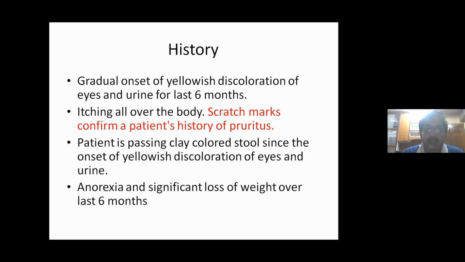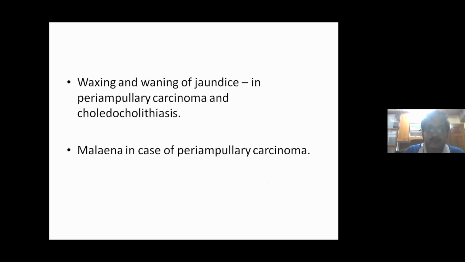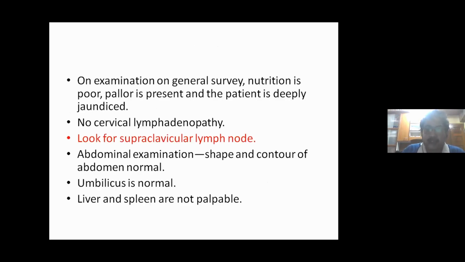The patient is passing clay colored stools since the onset of yellowish discoloration of eyes and urine. Anorexia and significant loss of weight over the last 6 months. Waxing and waning of jaundice is found in periampullary carcinoma and choledocholithiasis. Melena is present in case of periampullary carcinoma.